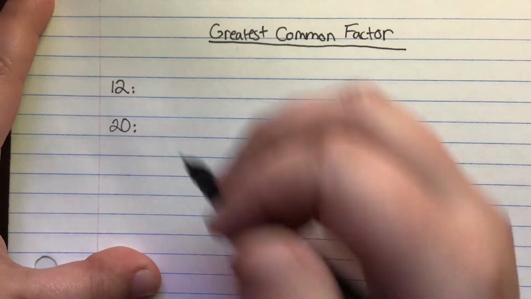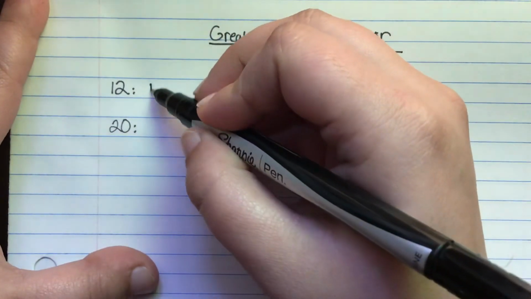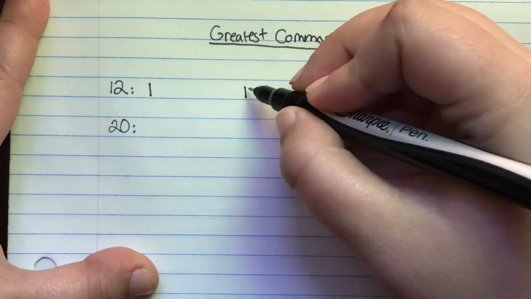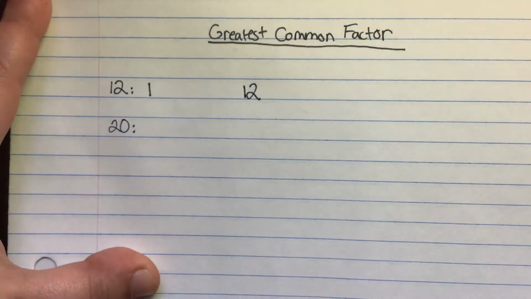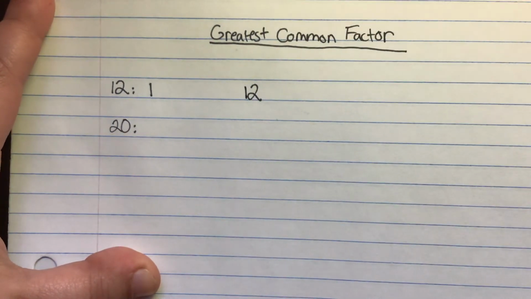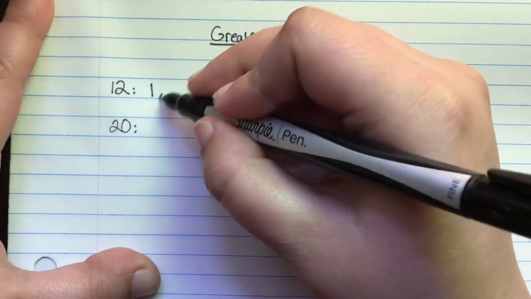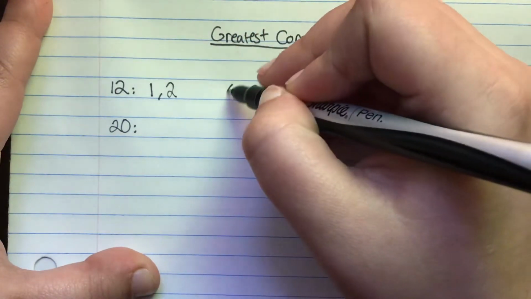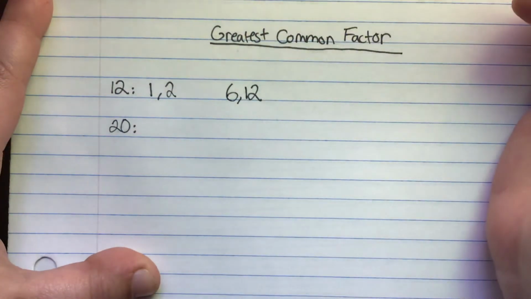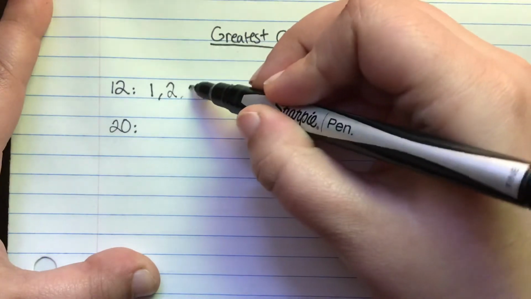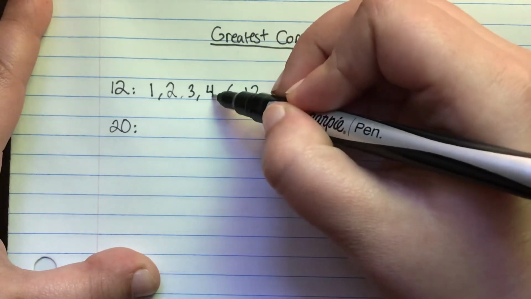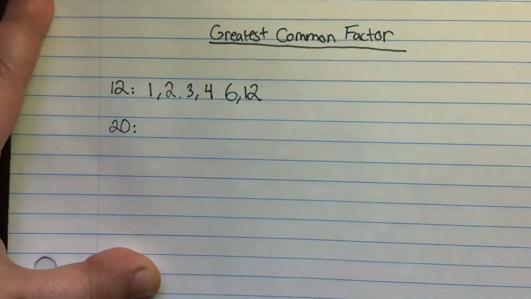So for example, 12 times 1 gives you 12. So 1 and 12 are factors of 12. What else multiplies to give us 12? Well, 2 times 6 multiplies to give us 12. So 2 and 6 are also factors. And finally, 3 times 4 multiplies to give me 12. So 3 and 4 are also factors.